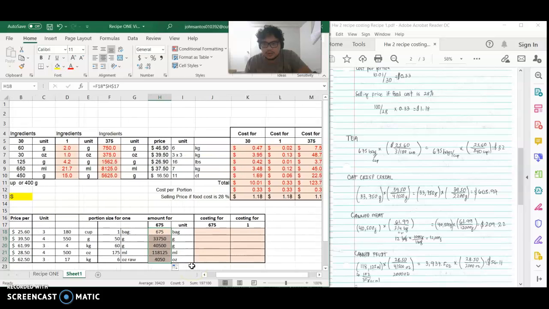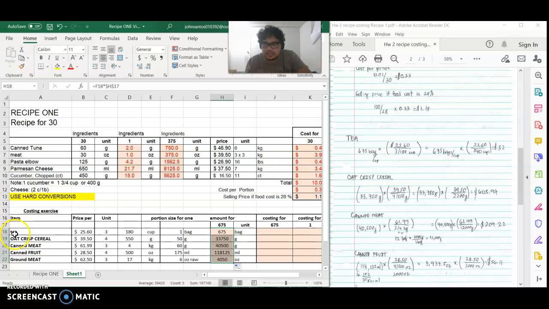Next here is how we're going to find out the costing for 675. So we got tea, oat crisp cereal, canned meat, canned fruit, and ground meat. Okay, so costing for 675. I put the solution right here.